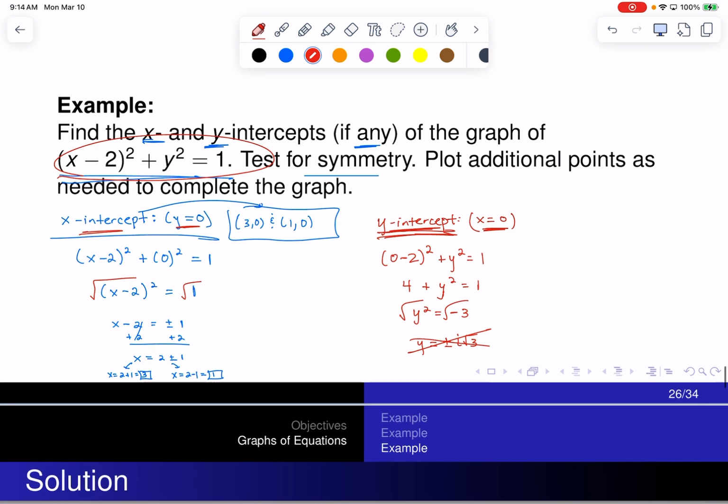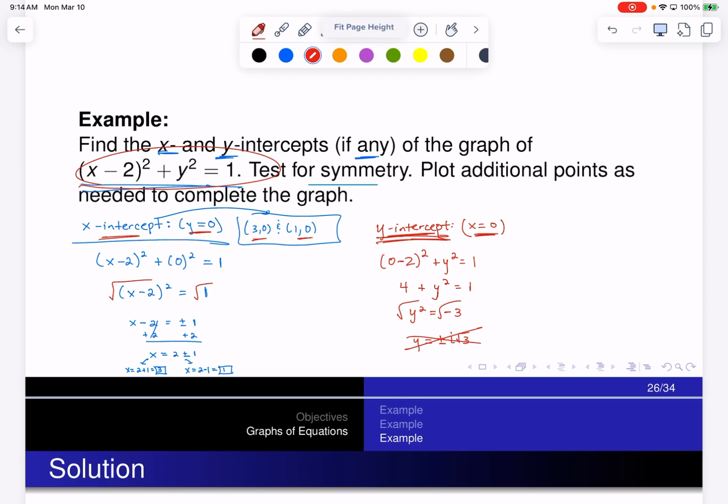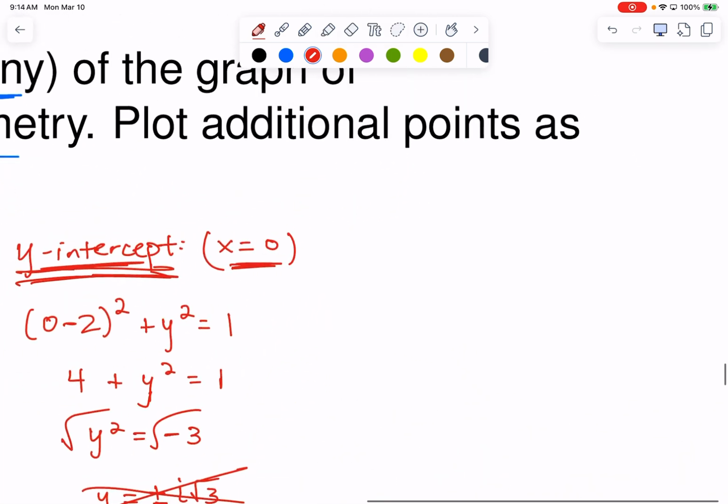All right, so we let x equal 0 to get the y-intercept. So we have two x-intercepts, (3, 0) and (1, 0). Plot any additional points if needed. All right, let's test for symmetry now. Okay, let's test for symmetry.